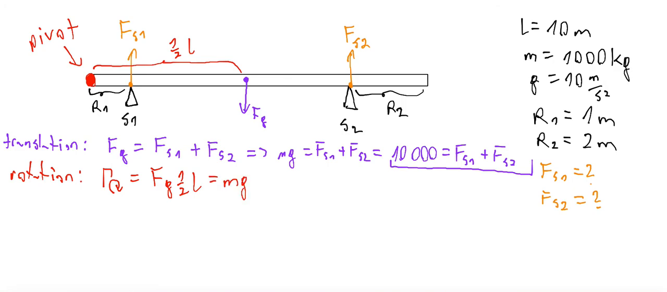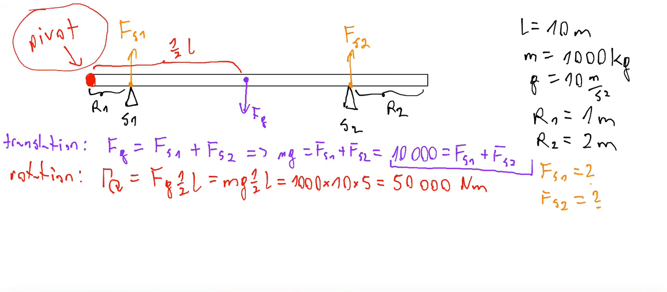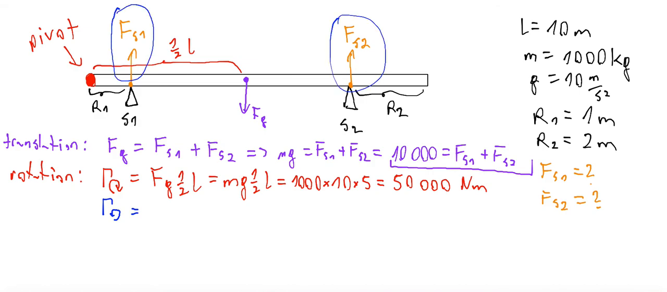So it is mg times half of L, which gives m is 1000, g is 10, half of L is 5, so we have 10,000 times 5, which is 50,000 newton meters. So 50,000 newton meters is the moment created by the gravitational force, which tries to rotate this rod clockwise, of course around the pivot which is located at the beginning. So what is the moment which acts counterclockwise? The moment which acts counterclockwise is created by these two supports.